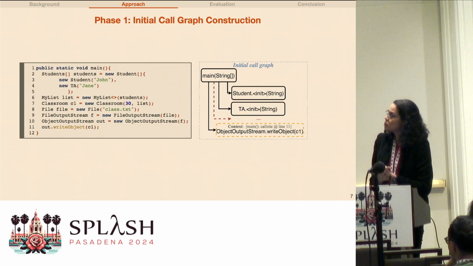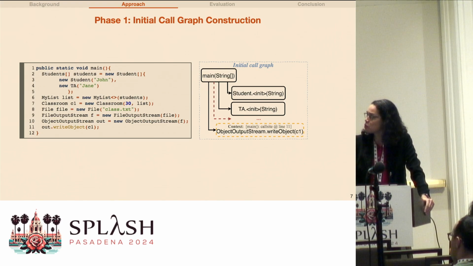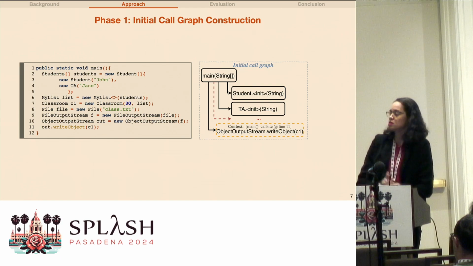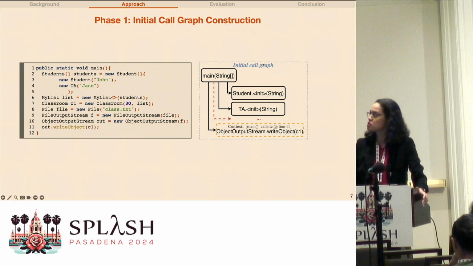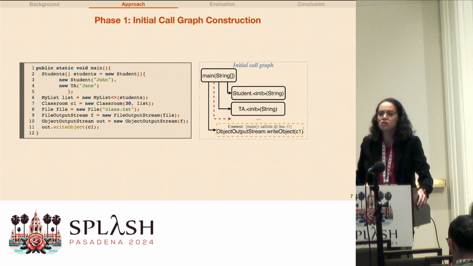Just as an example to clarify what is going to happen on this first phase, on my left, I have an example of Java code that is saving a list of students, an array of students, in a file. As you can see, when we build this initial call graph, we have a call graph that starts from the main method and has a few edges to the constructors of the classes being serialized. So for example, the Student class and the TA class as well.